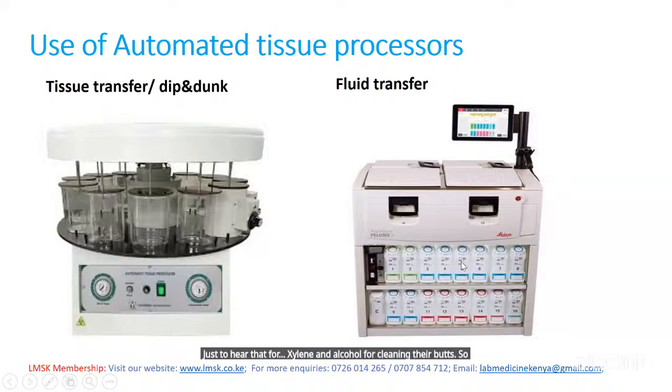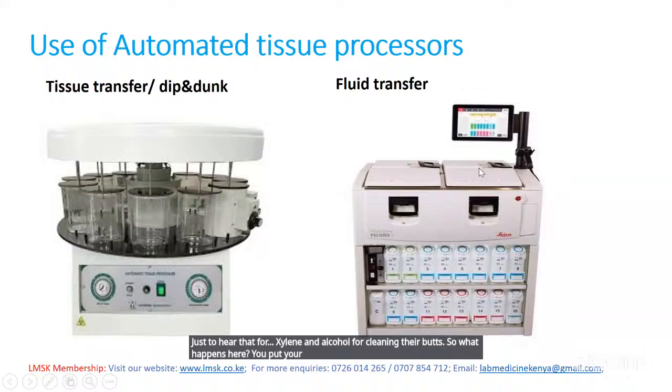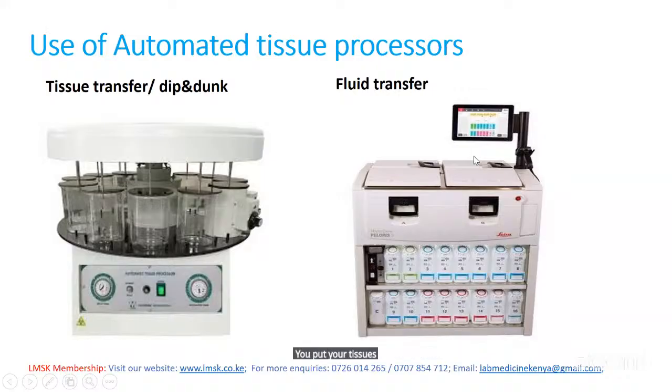So what happens here? This one is called a retort holder. You put your tissues, your cassettes, in the tissue basket, and you place it here in the retort. Then they will stay here until the entire process is done.